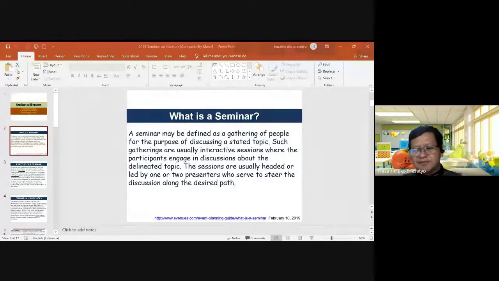Delineated topic. So, the topic would be announced, okay, at least a week before or 2 weeks before the presentation. So every student has preparation to be active, to be interactive in the next session or in the next presentation. The sessions are usually headed or led by one or two presenters who serve to steer the discussion along the desired path. And in this case, I'm going to lead the discussion, okay? So I'm going to lead the discussion all this semester.